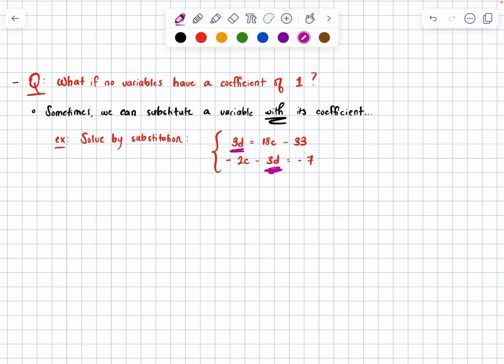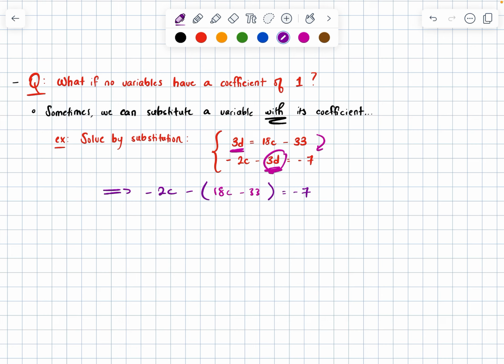Alrighty, you see that 3d there? I do. Because I have the same thing, the variable with the same coefficient, in both of these equations, whenever I see a 3d in the bottom equation, I can plug the equivalent statement of 18c minus 33 in from the top. So in this case, I can substitute in not just a d, but 3d. So using substitution here, I can show that negative 2c minus 3d, which from our first equation we know is equivalent to 18c minus 33, is equal to negative 7.